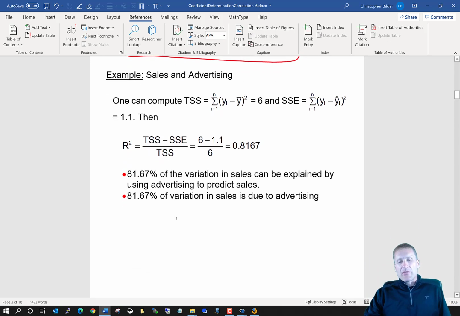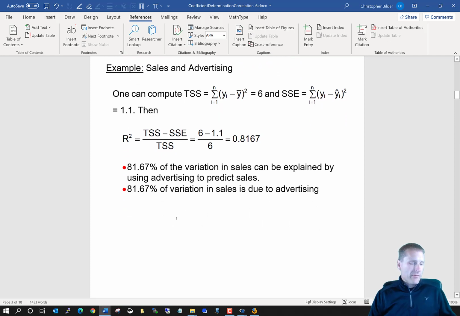Okay, so let's go back to our sales and advertising example once again. This is on page 3. We've already found the total sum of squares. It was 6. And you can see when we use X, when we use advertising to help predict sales, it dramatically reduces our error down to 1.1. So my R squared ends up being 0.8167.